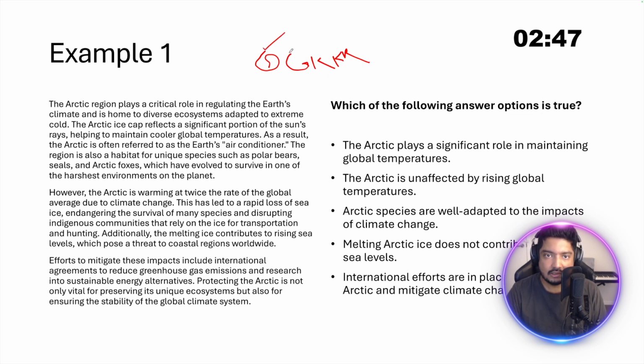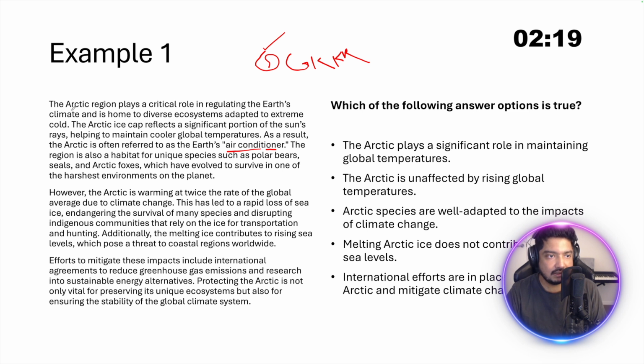Done. Glance through the text. So the Arctic region plays a critical role in regulating Earth's climate and is home to diverse ecosystems adapted to extreme cold. The Arctic ice cap reflects a significant portion of sun's rays, helping maintain a cooler global temperature. As a result, the Arctic is often referred to as the Earth's air conditioner. I'm just making notes in my head. If you have a pen and paper at the test, make notes of these things.